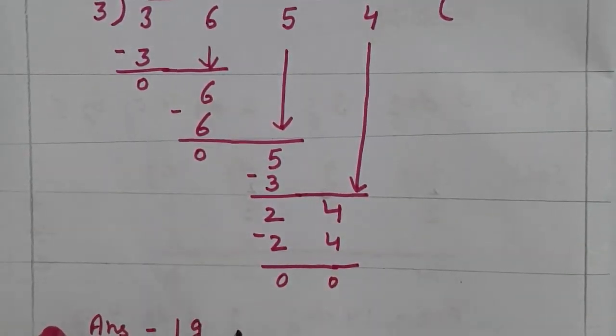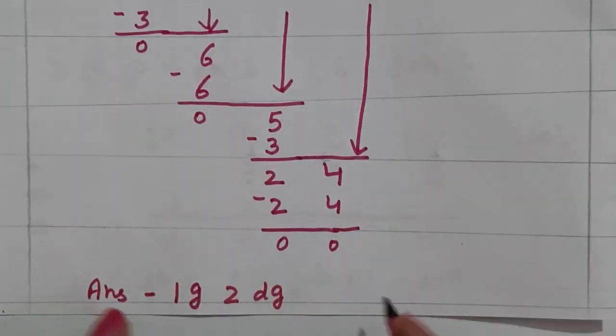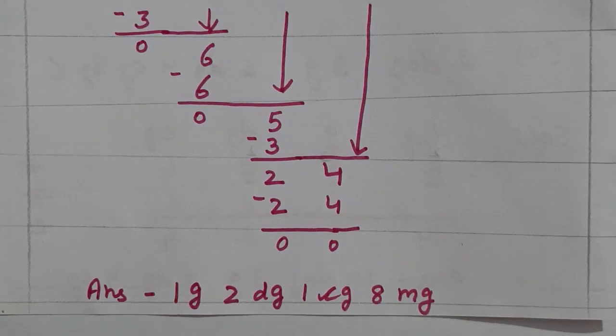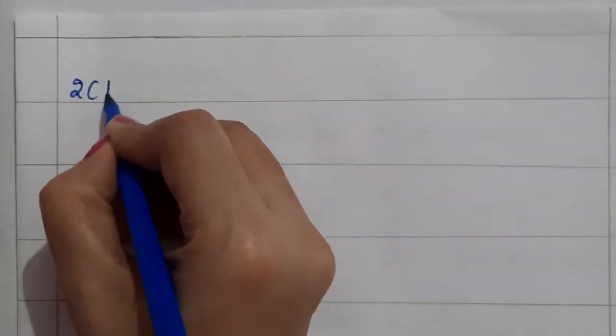1 gram, 2 decigram, 1 centigram and 8 milligram. It is our answer. Now question number 2, B part.